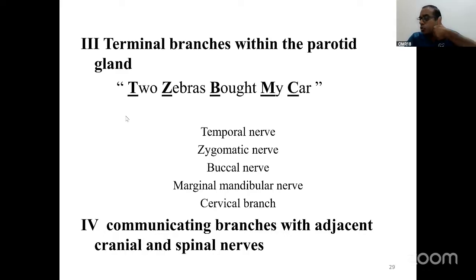You can remember: two zebras bought my car. Two is temporal, zebras is zygomatic, bought is buccal, my is marginal mandibular, car is cervical. So this little finger is the cervical, which is here. Cervical means neck, which goes to the neck. So this is going to the neck, so it's cervical. Then communicating branches with the adjacent cranial and spinal nerves.